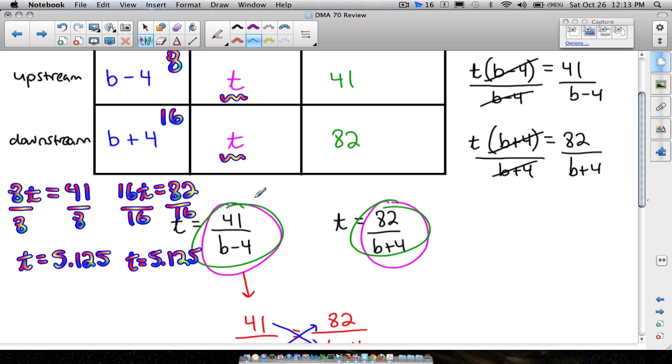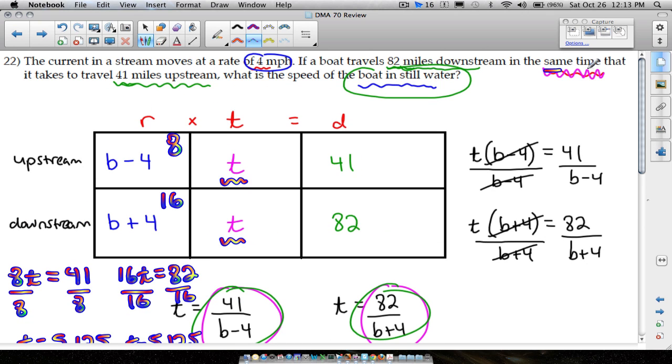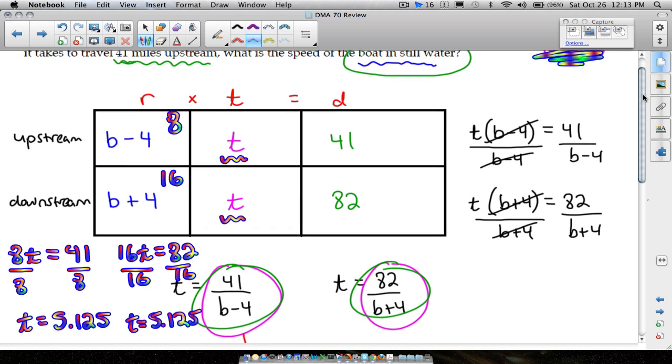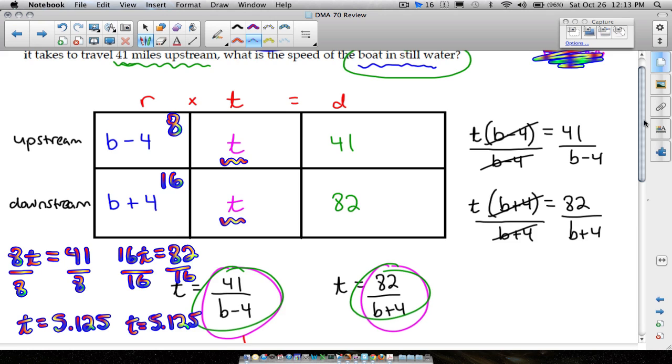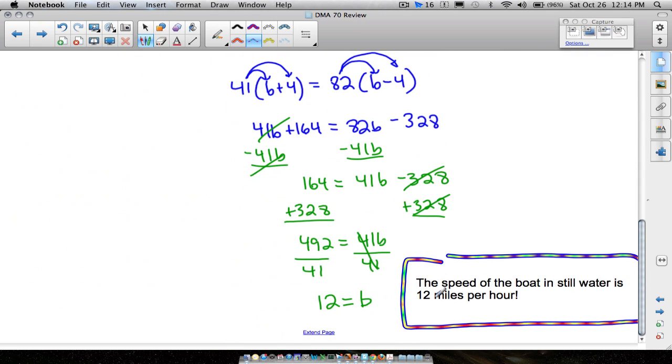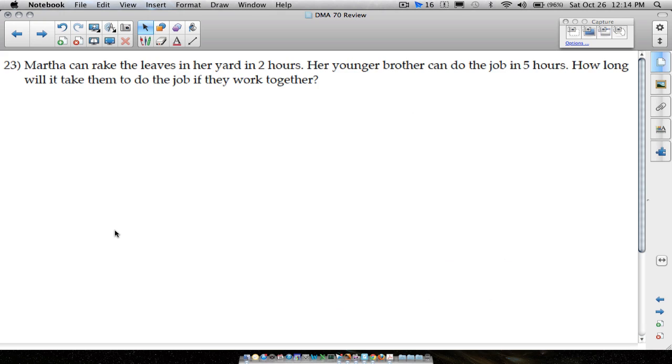We're trying to check our work. Since we're getting the same t value here, that means we did the problem correctly, because it says in the problem that the boat traveled the same amount of time upstream as it did downstream. And everything works out perfect. But again, the real answer here is the speed of the boat in still water is 12 miles per hour.